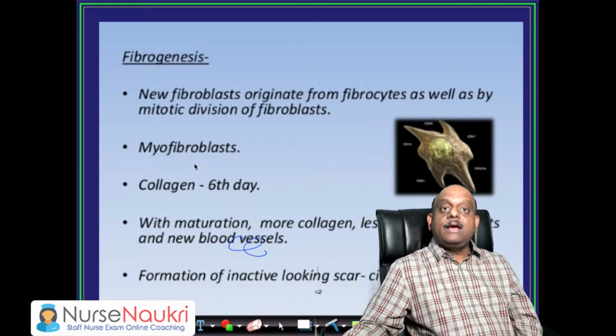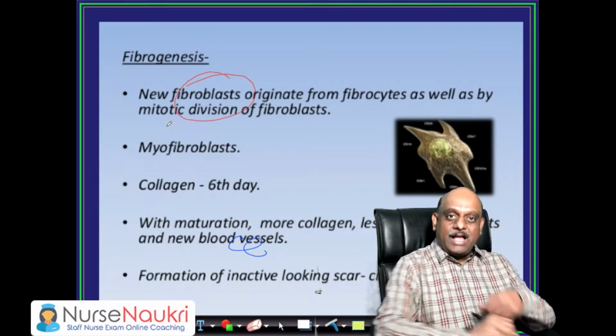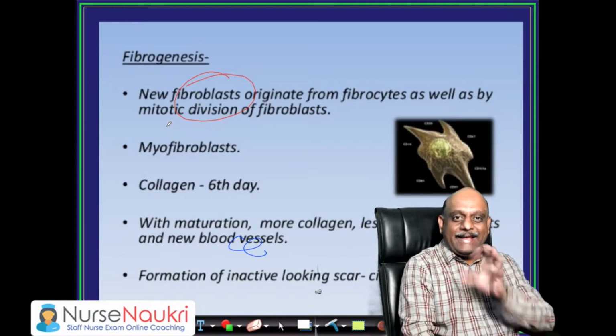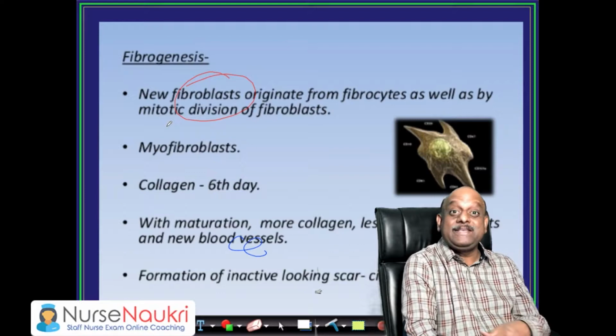Then there is a type of cell called fibroblasts. When you were given the BCG vaccine in childhood, after the vaccination you get a scar, the BCG scar.